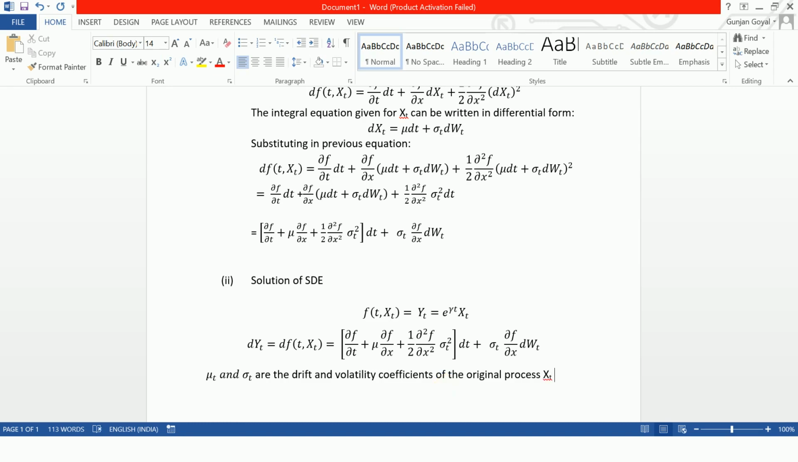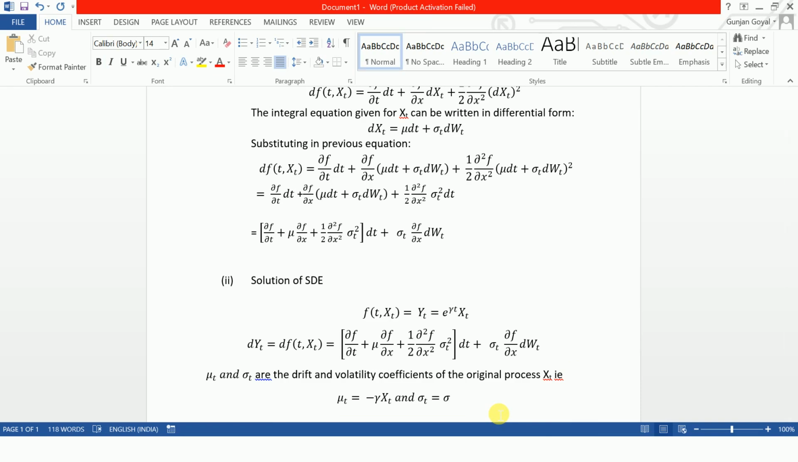Okay, now I'll copy mu t from here, control C, I'll come to the next line, control V, mu t is equal to minus gamma x underscore t, and backslash sigma underscore t is equal to backslash sigma only. So these are the values mu t and sigma t from the original process Xt.